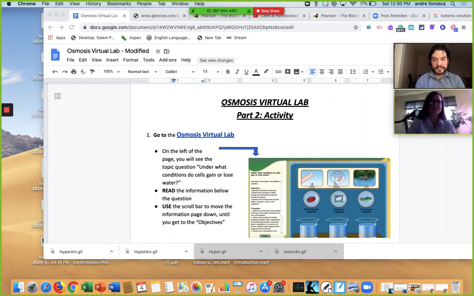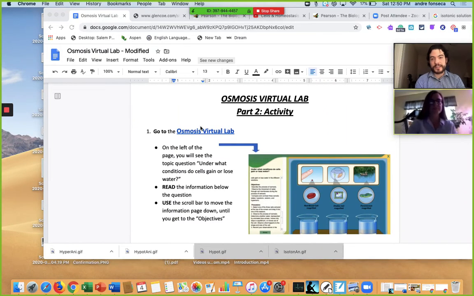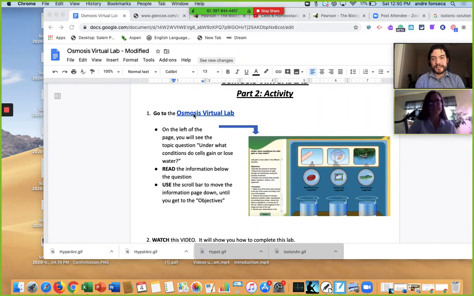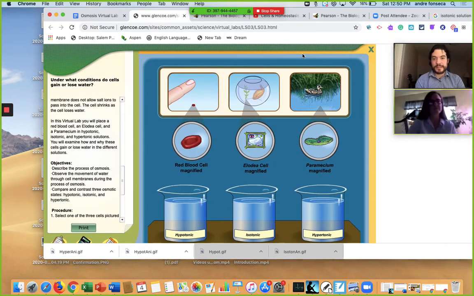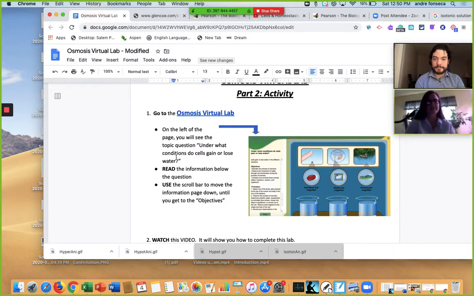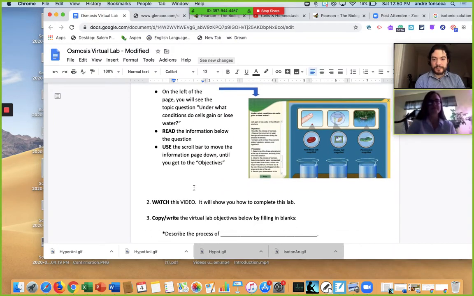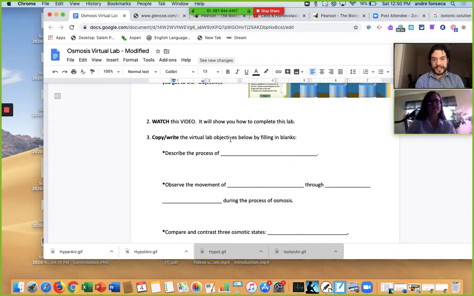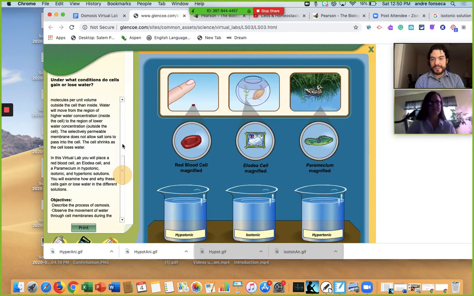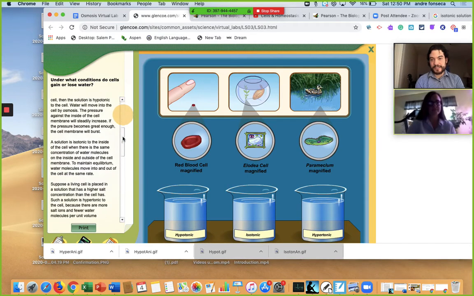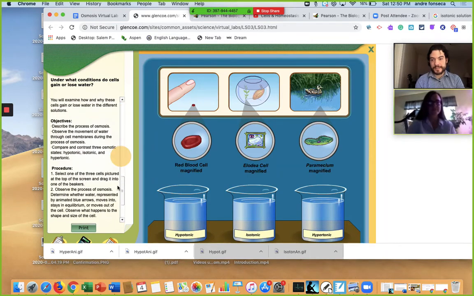Follow along with us. The first thing you'll do is you're going to click on that link, and that link is going to take you to this website. This website is where you're going to be doing your osmosis lab. The thing you're going to do on that website is you're going to take a look at the objectives. The objectives for the lab are right here on the left-hand side. You're going to have to scroll down to be able to see the objectives.